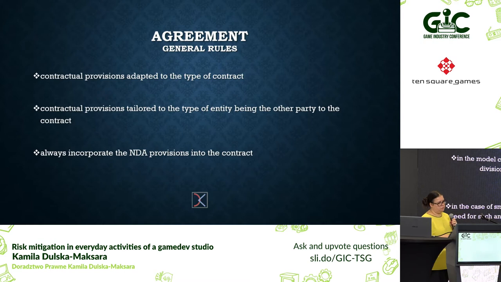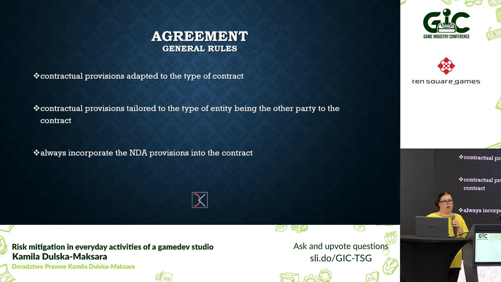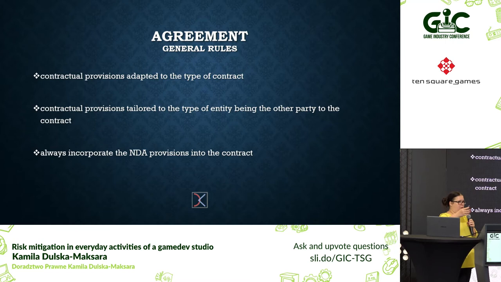So what are the general rules of an agreement? First of all, contractual provisions adapted to the type of contract. So it will be different with the employment contract, umowa pracy. It will be different in the case of a specific task. It will be different in the case of a business-to-business type of contract. Second is contractual provisions tailored, as I said and mentioned many times before, to the type of entity being the other party of the contract.